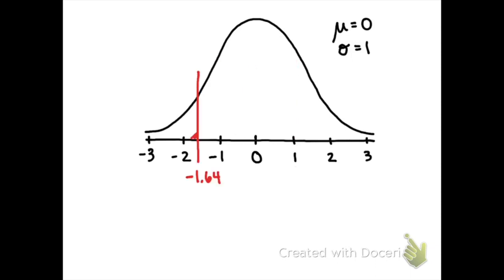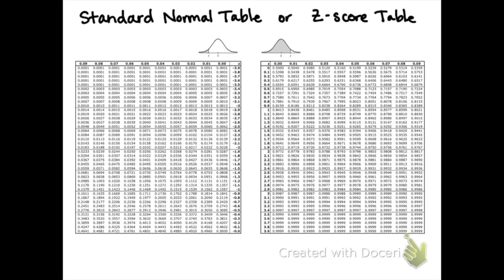But what if we wanted to know this area? What's the area to the left of the z-score -1.64? Or you can again think of this as probability. What's the probability that a data value would have a z-score of -1.64? To find that answer, we would need to either use calculus or use the table that's provided. This is the standard normal table. It's also referred to as the z-score table.